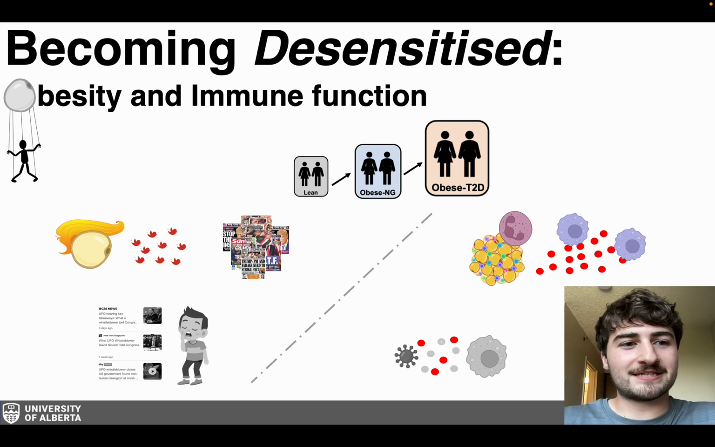So I hope that kind of explains very briefly and in a silly kind of way how obesity can affect our immune function and what I've kind of been doing to distinguish between obesity and type 2.